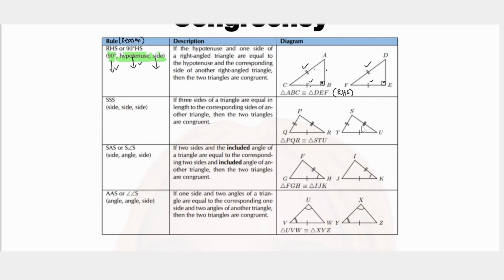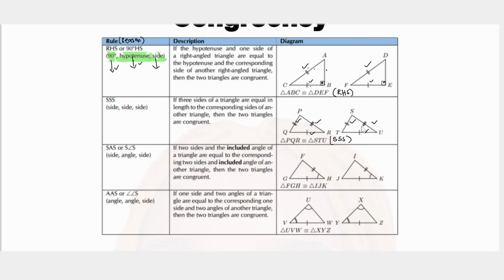To use the reason SSS, when you are proving, you find that all the sides, you're proving that this side is equal to this side, this side is equal to this side, and this side is equal to this side. So when proving congruency in this case, you prove that all the sides of both triangles are equal to each other. Therefore, the reason that you're going to use here is SSS, and that just represents side, side, side.